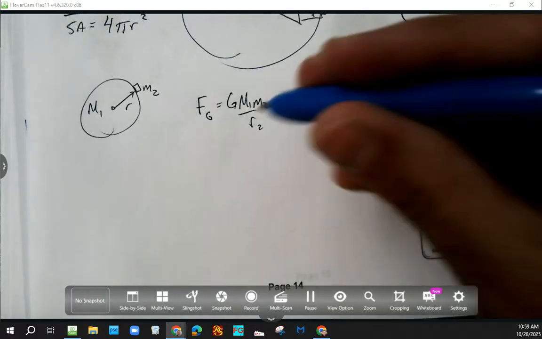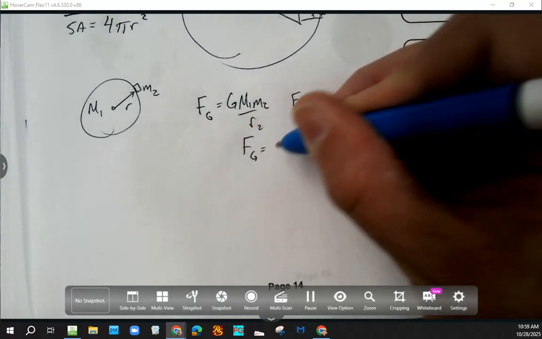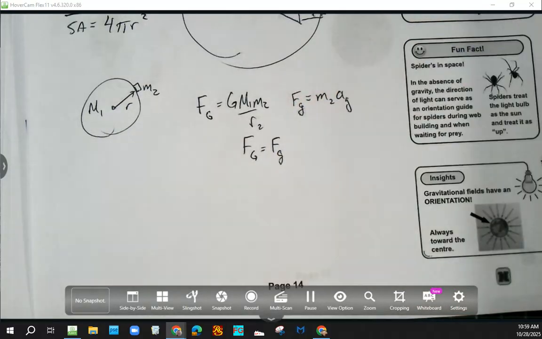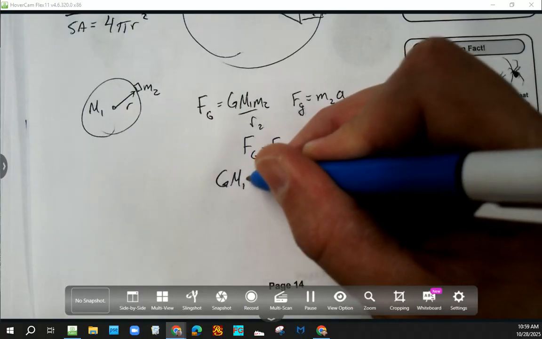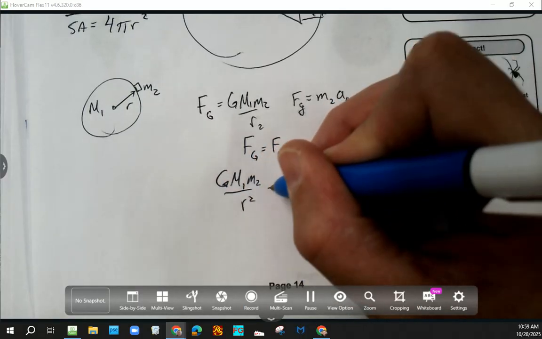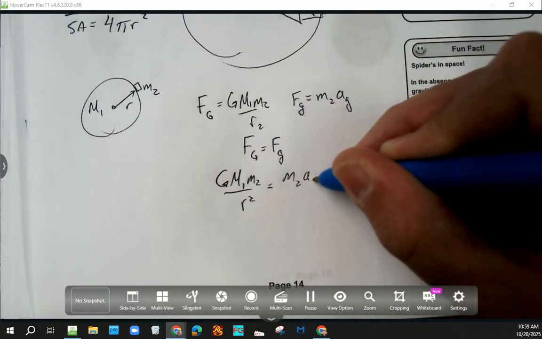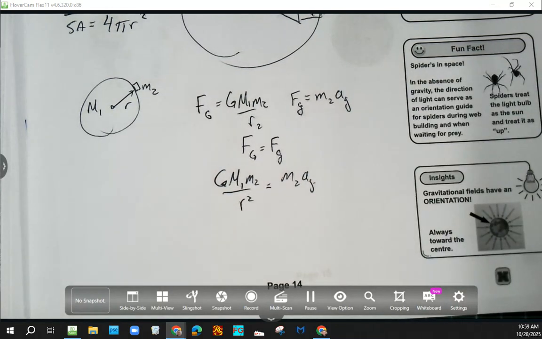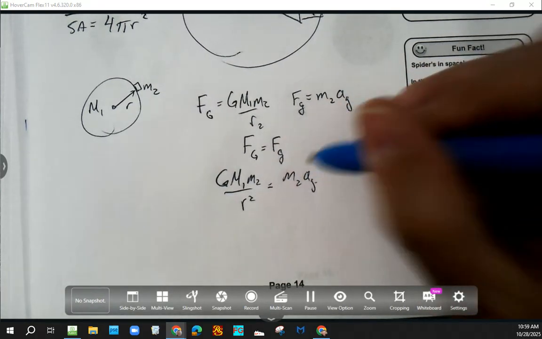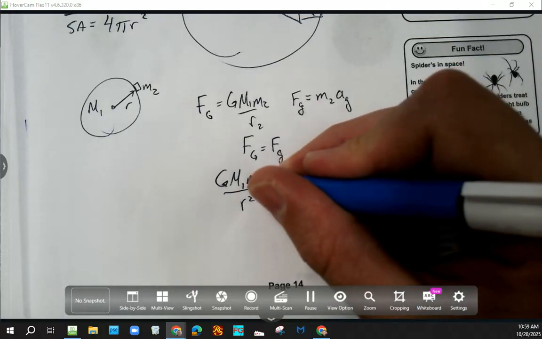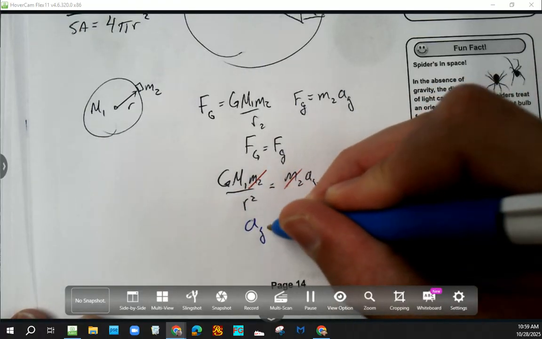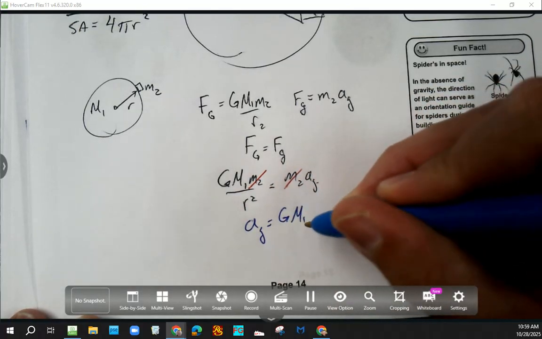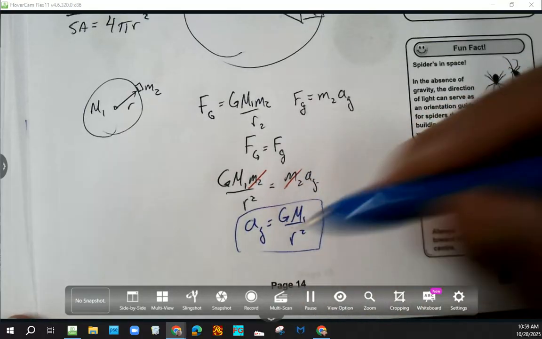So fair enough, I should be able to set F big G equal to F little g in the special case where I'm sitting on the surface of the Earth. Well, if that's the case, G times mass 1 times mass 2 divided by r squared is going to be equal to mass 2 times ag. And I say, well, wait a minute. Look, the m2's disappear because I could cancel both sides' m2's. Gone. That means that I actually could calculate ag as being G times the mass of the planet over r squared. That's one way to approach this.